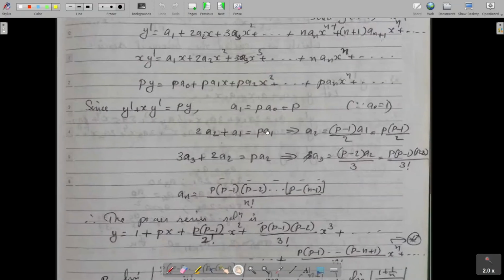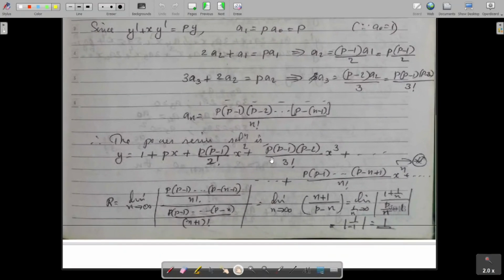Likewise, you can generalize it as an equal to p into (p minus 1) into (p minus 2) etc. (p minus (n minus 1)) by n factorial. When we find a2, the term is ending with p minus 1. When it is a3, the term is ending with p minus 2. So when it is an, the term should end with p minus (n minus 1). So here we have the term an.